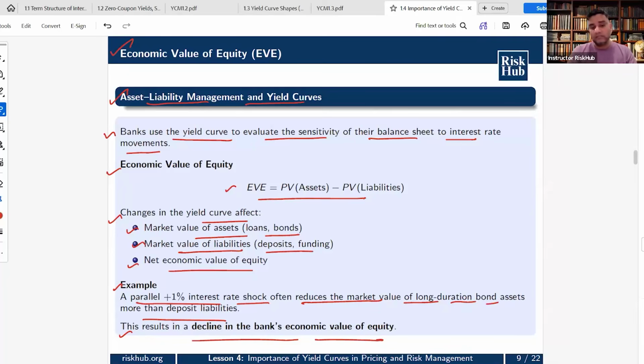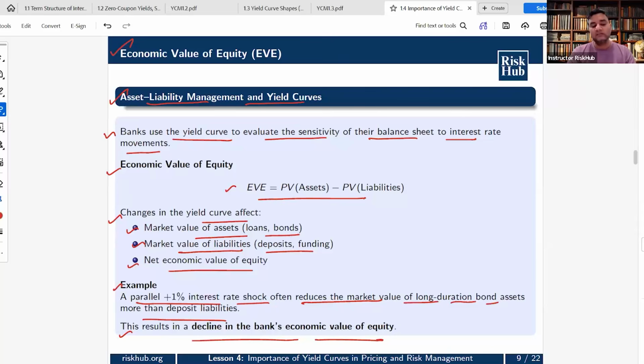Right? This slide basically applies present value thinking to a bank's whole balance sheet as asset liability management. We look at management of a mismatch between what a bank owns and what it owes. So economic value of equity is the present value of assets minus the present value of liabilities. The formula says the bank's economic equity is the market value of everything it owns minus the market value of everything it owes.